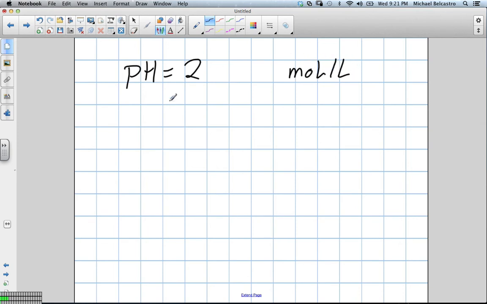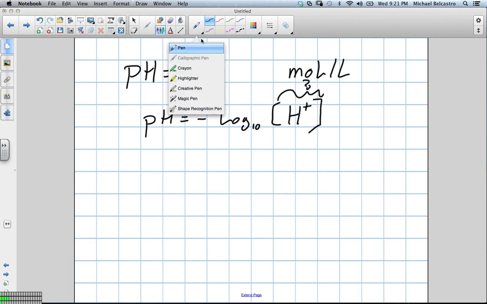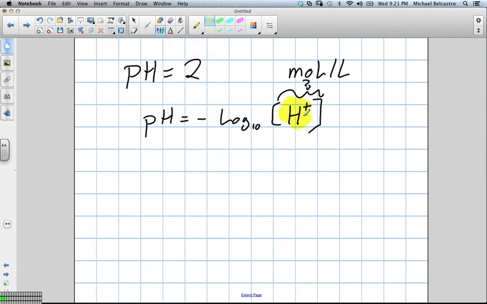Okay. So if pH is 2, our formula states that pH is equal to the negative log base 10 of our hydrogen plus. And that's pretty much what we're looking for in this question. Our hydrogen plus, that's our unknown. We have pH. pH in this case is 2. 2 is equal to negative log base 10.